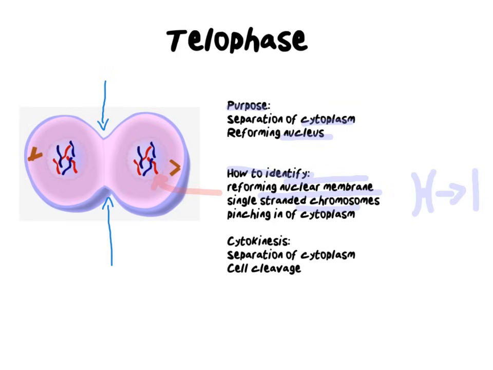Now, at the end of telophase, we go into sort of a subsection or a subphase called cytokinesis. Cytokinesis is essentially the separation of the cytoplasm, and it creates something called cell cleavage. And the cell cleavage is literally what I was talking about just now, where there's this little pinching in bit. And that is where we pinch the cytoplasm off, the membrane closes off, and we end up with two distinct cells.